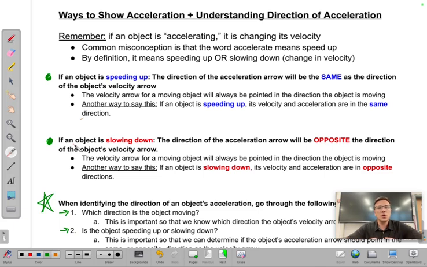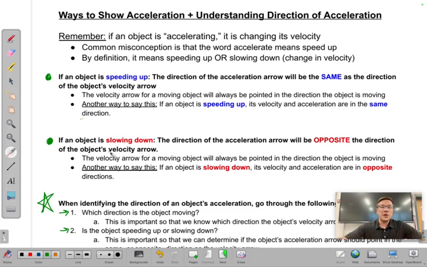The 2 really important things that we need to understand are that if an object is speeding up, then the direction of the acceleration arrow will always be in the same direction as the object's velocity arrow. The velocity arrow points in the direction that the object's moving. If I'm riding my bike, my velocity is pointed in the direction I'm moving, and if I'm speeding up on my bike, the acceleration is also pointed in the direction that I'm moving.